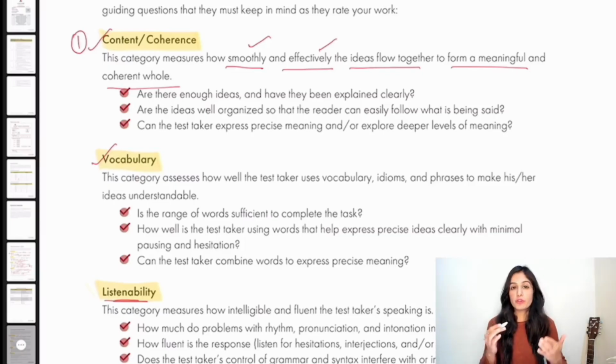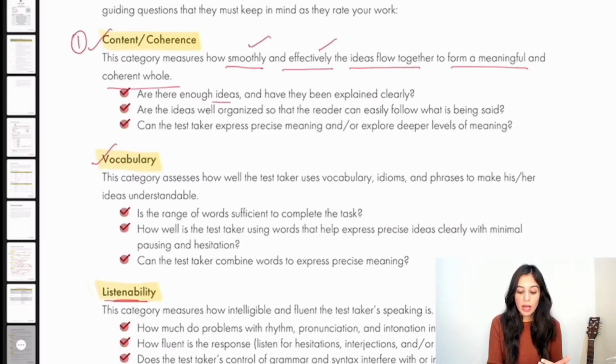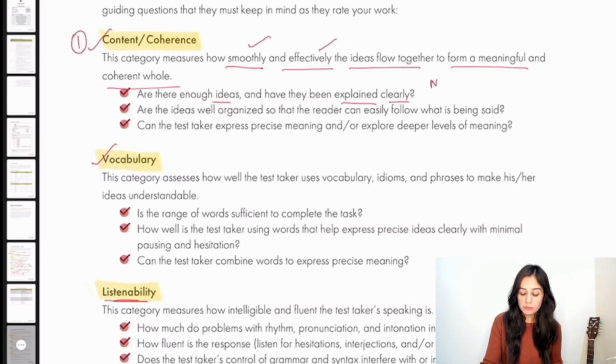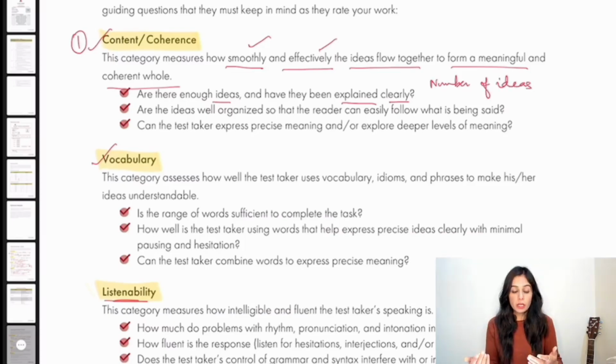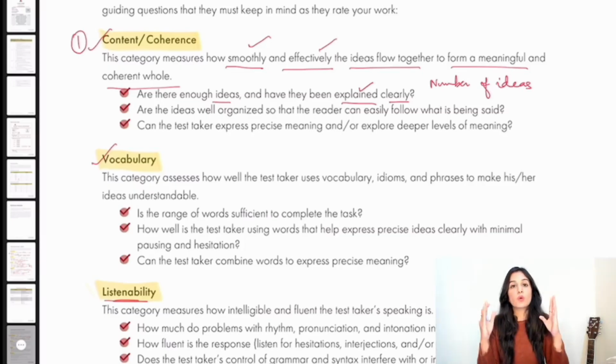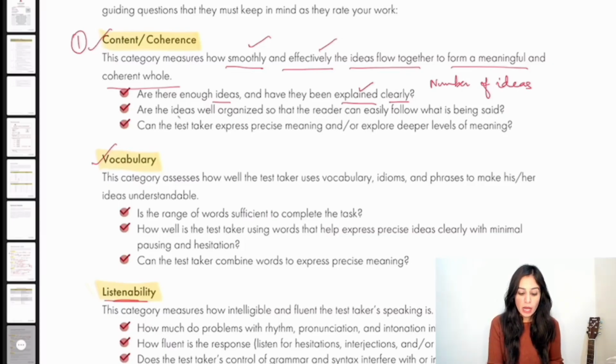Now, how do you check whether or not you are doing it in your practice sessions? So the first question you have to ask yourself is, are there enough ideas and have they been explained clearly? So you have to check the number of ideas that you are sharing in your speaking test and whether or not you're explaining them. Now, explaining is very important because if you do not explain your answers, you will not be able to speak for the stipulated time. Are the ideas well organized so that the reader can easily follow what is being said?